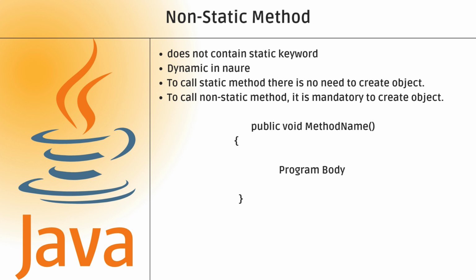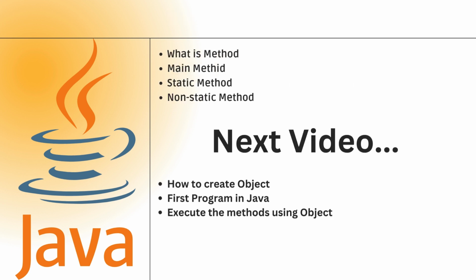In a non-static method, it's mandatory to create an object, and by using that object, we call the non-static method. So here is the syntax of the non-static method. We can represent it as public void method name, brackets, curly braces, and inside the curly braces we can add our program body. Here you can see we removed the static keyword and it becomes a non-static method. So that's all about the methods in Java. We saw the main method, static method and non-static method.